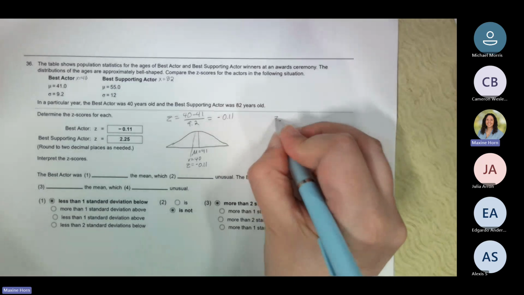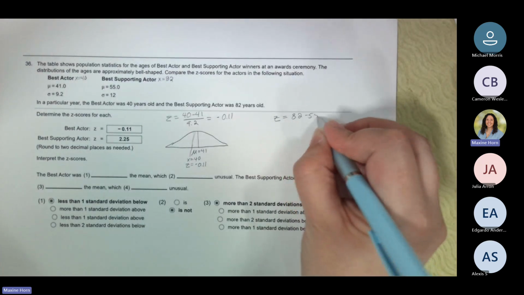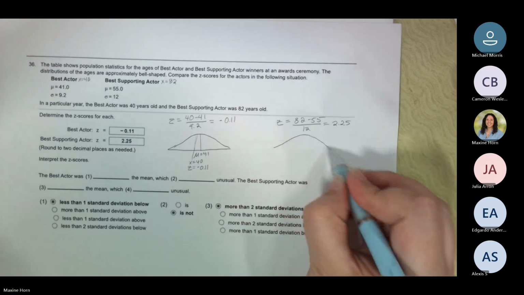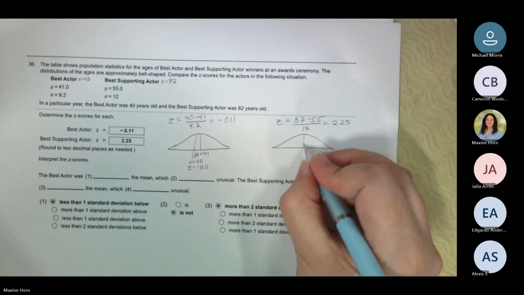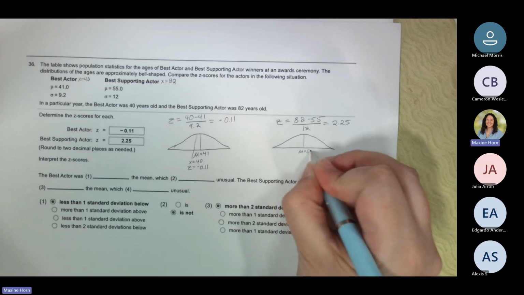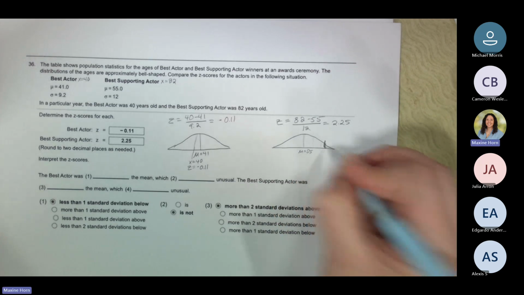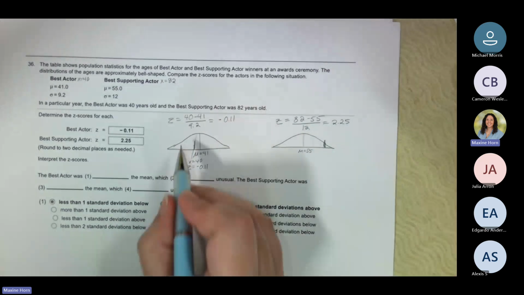Okay, and then for the Best Supporting Actor, we have X minus the mean over the standard deviation, and that's going to give us this 2.25. So again, if we kind of look at what we have here, we have a mean here of 55, and then we go 2 1/4 out. I mean, this is not to scale. I can only fit so much.